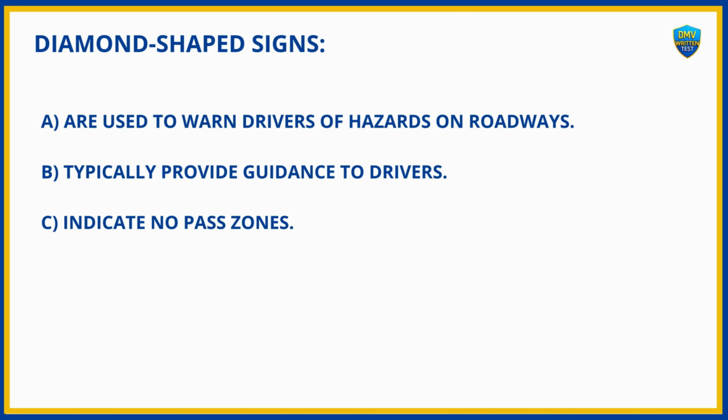Diamond-shaped signs A. Are used to warn drivers of hazards on roadways. B. Typically provide guidance to drivers. C. Indicate no pass zones. And the answer is A. Are used to warn drivers of hazards on roadways.